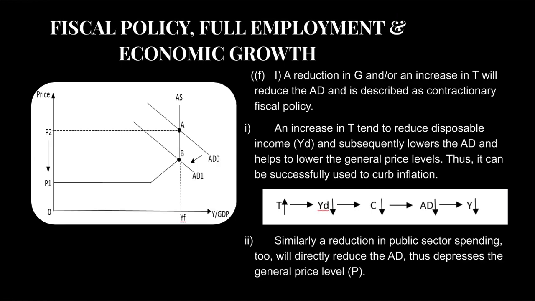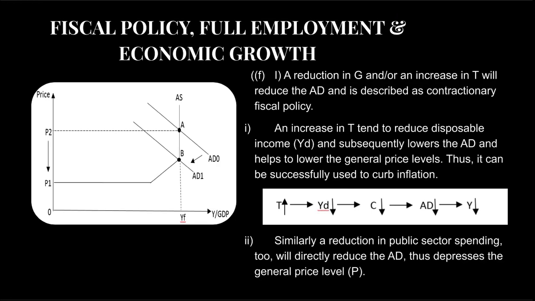Because the initial equilibrium is at the point A, when the AD0 cuts the AS at the full employment level, there's no way for the country to increase the supply anymore, because all the resources have been fully employed. There's no more extra resources in the economy, therefore there's no way for the government to increase the supply. However, the AD is too high, causing inflationary pressure in the economy. So in order to reduce the inflationary pressure, the government must find their way to bring down the aggregate demand.